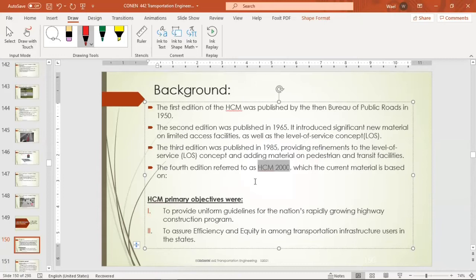The second objective is basically to assure efficiency and equity among transportation infrastructure users in the states. So basically to make sure that the federal funds supporting the development or improvements of transportation is efficiently distributed to different states.